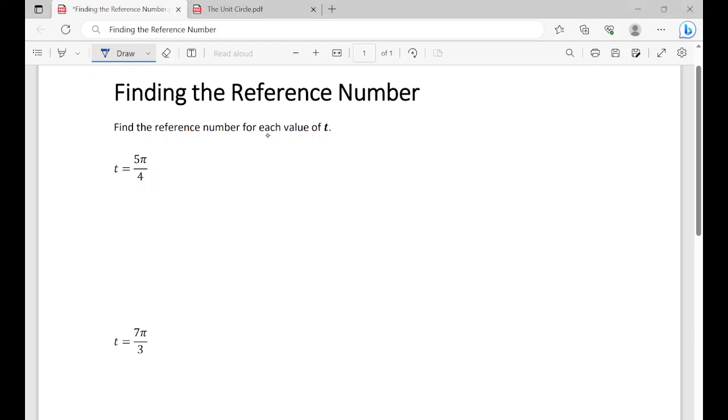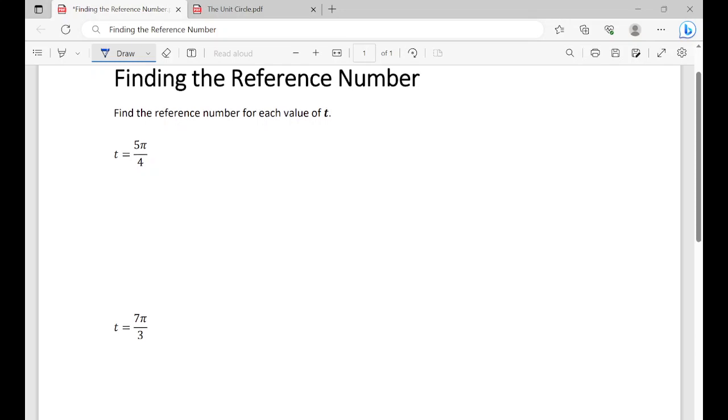Find the reference number for each value of t. When we're given a t value, in this case the radian value, we're trying to find where that is on the unit circle and then find the shortest distance from that to the x-axis. I would recommend using a unit circle to help you with this until you get more used to it or until you have the unit circle memorized.